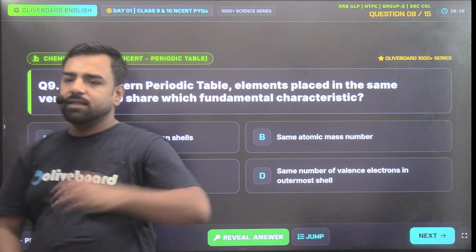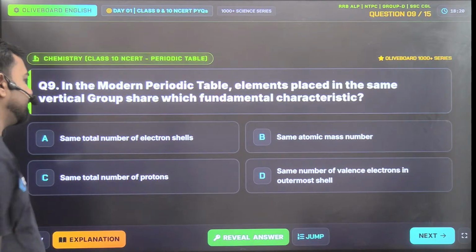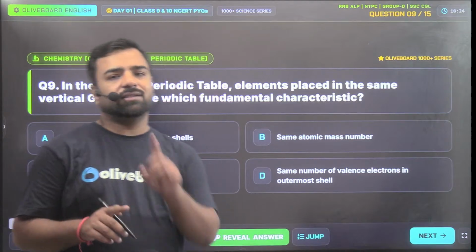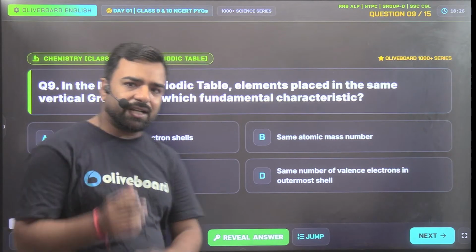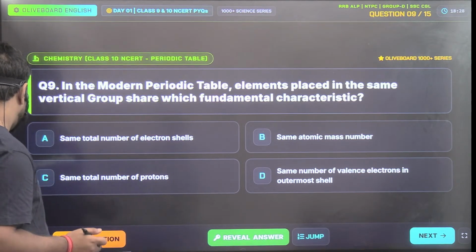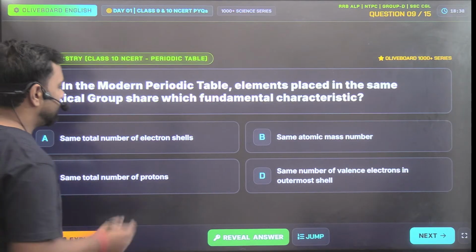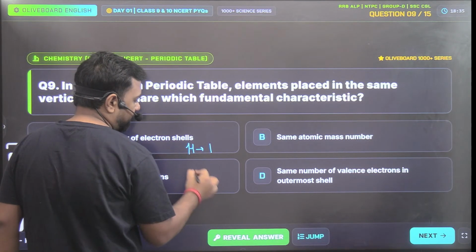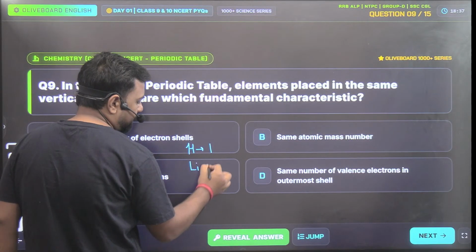So yes, here Ankita is going with B. B means the same atomic mass number. Sorry Ankita, but this time you are wrong. So let me explain to you why. See, if I talk about hydrogen, its atomic number is 1. Lithium, that atomic number is 3.